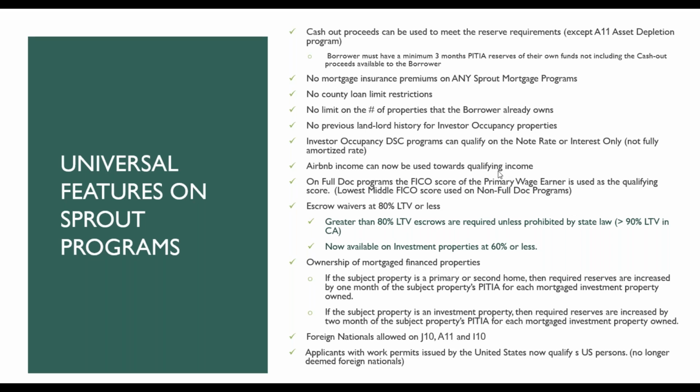Airbnb income can now be used as qualifying income towards investor loans, and also say if you're using rental income to qualify. On our full doc loans, please note that we use the primary wage earner's score versus the lower of the 2 scores. So that allows you to use both borrowers' income as long as that primary wage earner has the higher score. Escrow waivers are available now.